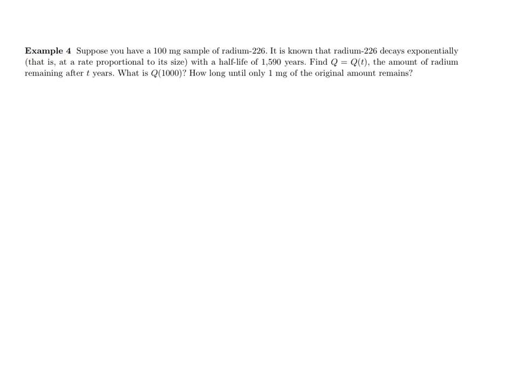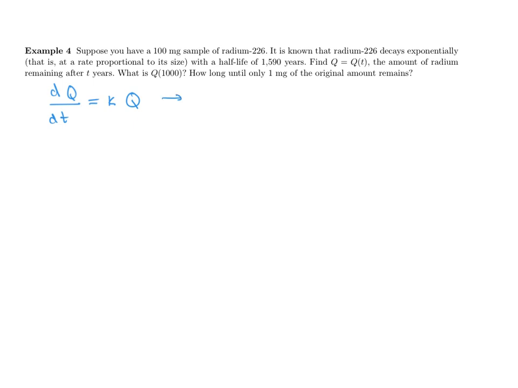So here in example 4, suppose you have a 100 milligram sample of radium-226. It is known that radium-226 decays exponentially, that is, at a rate proportional to its size, with a half-life of 1,590 years. I'd like to find Q, or Q of T, the amount of radium remaining after some number of years, which I'm calling T. So for this problem, we're not using P, we're using the letter Q, I guess for quantity. But we're told that dQ/dt is equal to some constant K times Q. That is, the rate at which the quantity is decreasing or decaying is proportional to the amount of stuff there is at some given time.